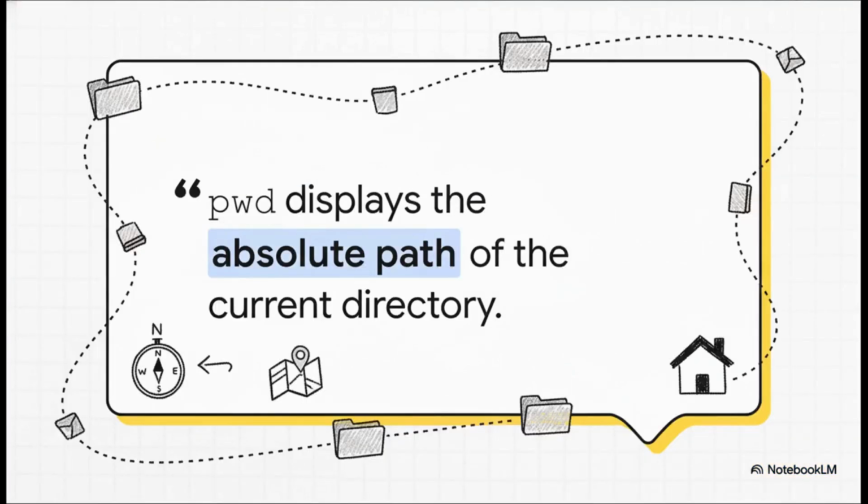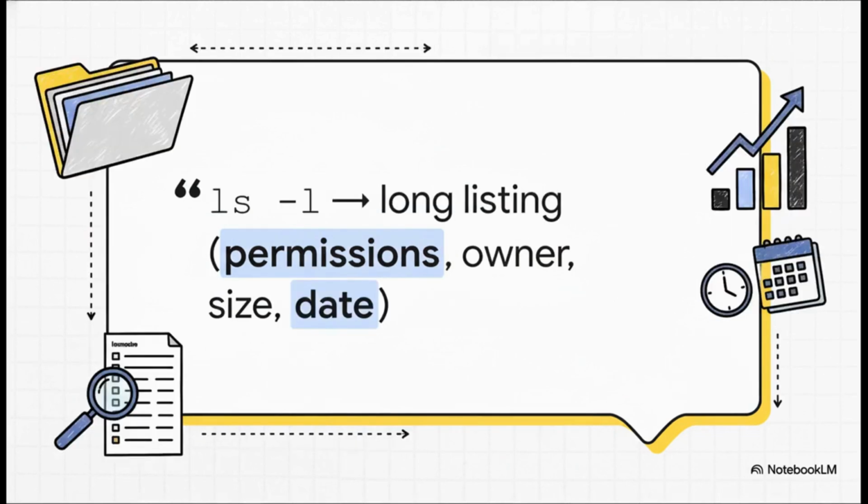First up, pwd. It stands for Print Working Directory. This is basically your "You Are Here" map. No matter how deep you get into your folders, you just type pwd and it'll tell you exactly where you are. Simple as that. So once you know where you are, you're going to want to see what's around you, right? For that, we use the ls command. It lists all the stuff in your current location.